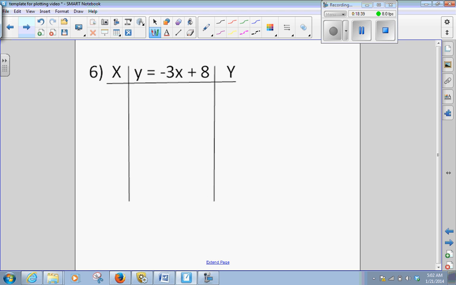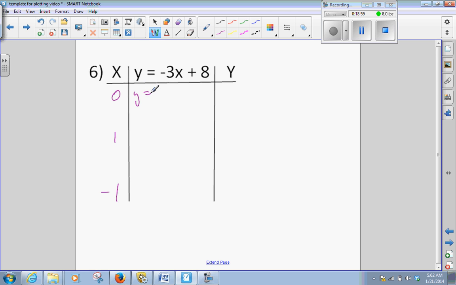For number 16, here is another. Again, I'm going to pick 0, 1, and negative 1. It's your choice. You can either try to do it on your own or you can pause the video and check it with me.